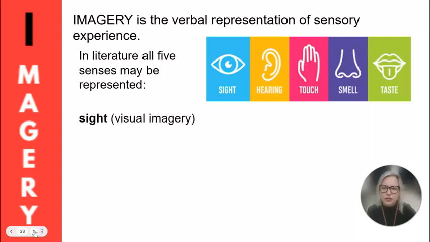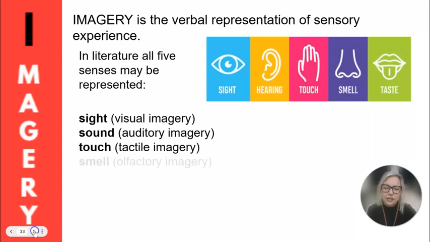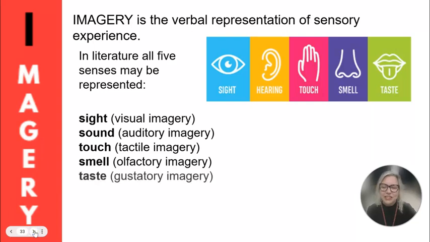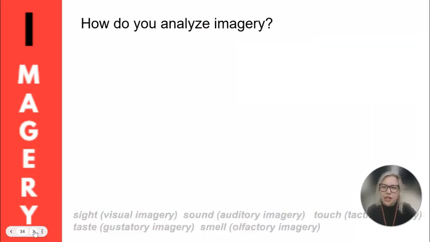I like the fancy words for them. Sight is also known as visual imagery, sound, auditory imagery, touch, tactile imagery, smell, it's my favorite one, olfactory imagery, taste, gustatory imagery. There they are. You don't have to use the fancy words, but I like them, so I thought I'd share them.